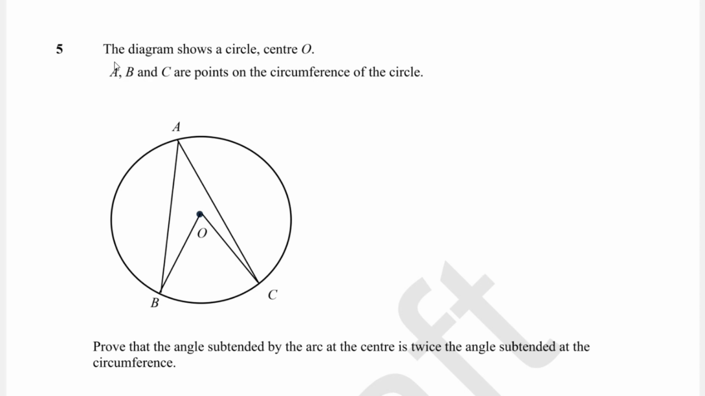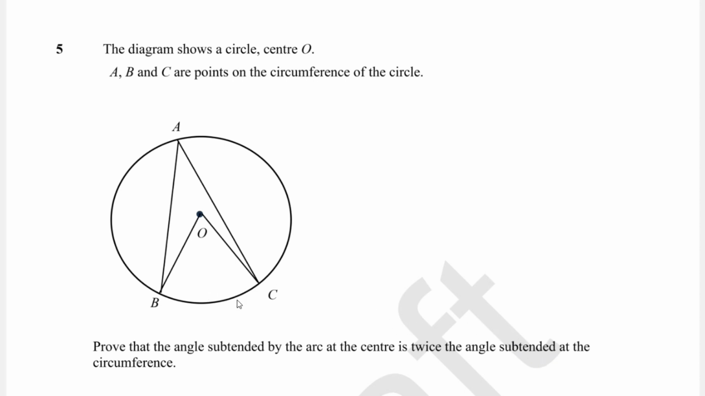Question number 5. The diagram shows a circle centre O. A, B and C are points on the circumference of the circle. We have to prove that the angle subtended by the arc at the centre is twice the angle subtended at the circumference.